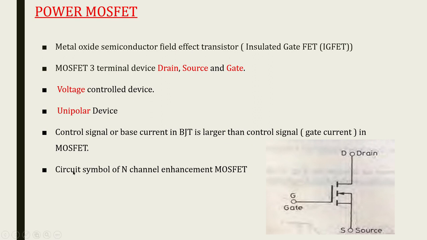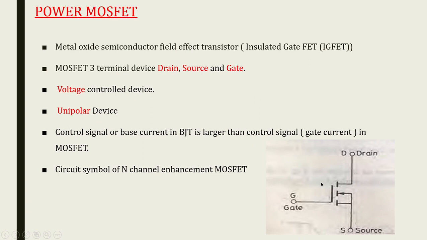Also, the circuit symbol of an n-channel enhancement MOSFET is shown here. D is the drain terminal, G is the gate terminal, and S is the source terminal. This arrow indicates the flow of electrons. So this is the circuit symbol of an n-channel enhancement MOSFET.